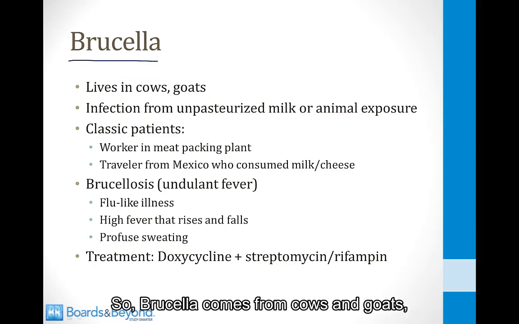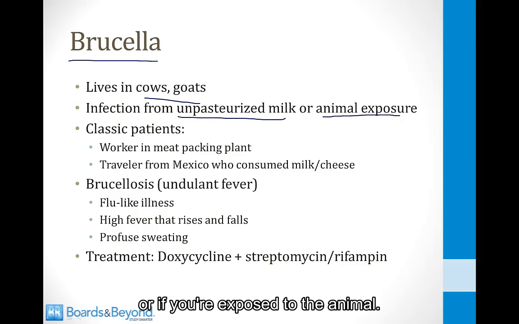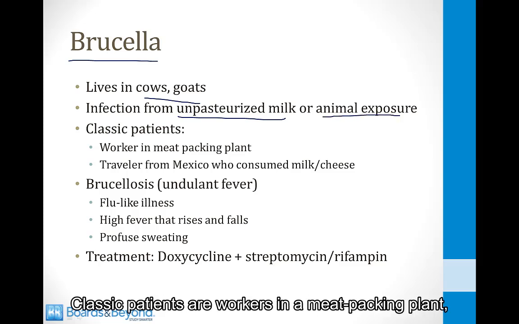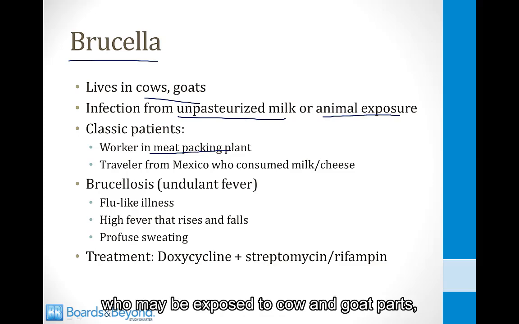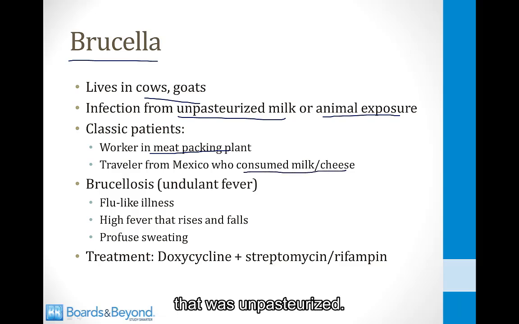So brucella comes from cows and goats, and you get it when you consume unpasteurized milk or if you're exposed to the animal. Classic patients are workers in a meatpacking plant who may be exposed to cow and goat parts, or travelers from Mexico who consumed milk or cheese that was unpasteurized.